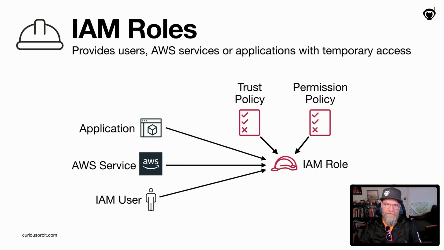This diagram is just meant to illustrate the different components that are required for a role. If we look on the left-hand side of this, we have examples of principals. Remember, we mentioned a principal could be a user, could be an application, could be another AWS service. These principals are assuming a role in your account to be able to do something.